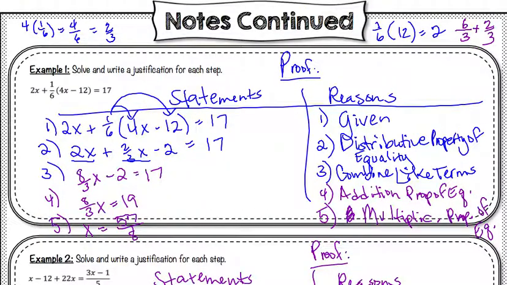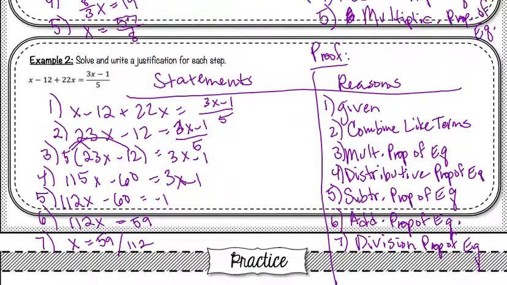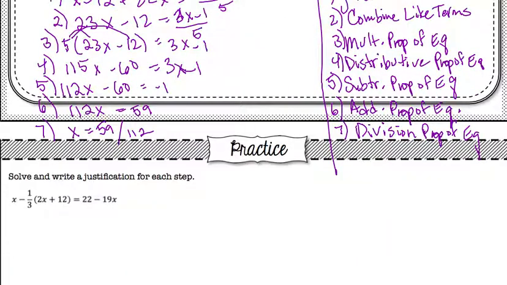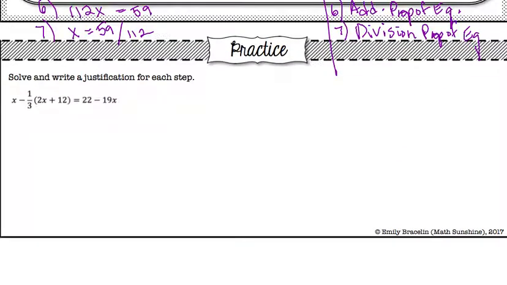Okay, so let me scroll down to the last one, which is the practice. This would be an excellent opportunity for you to pause the video and try this on your own. I'm going to go ahead and do this one now. Let me scroll back up so you can actually see it. There we go. Okay, so we're going to solve and write a justification for each step.